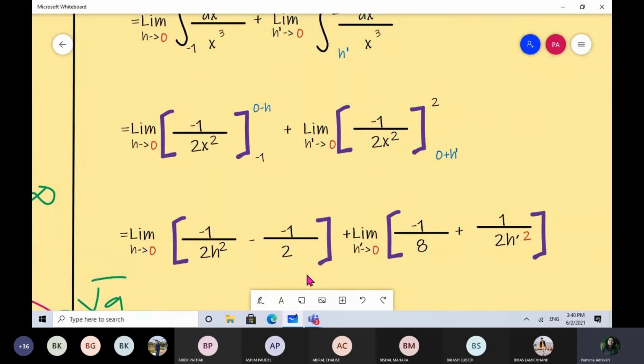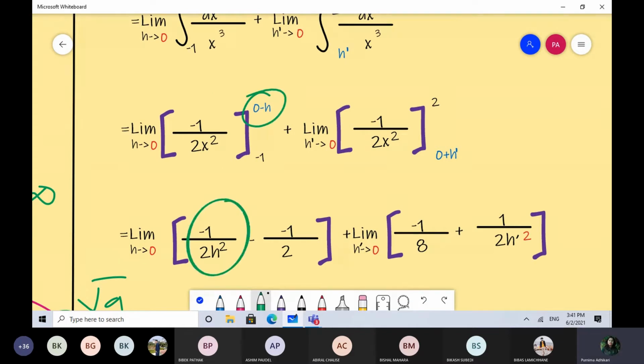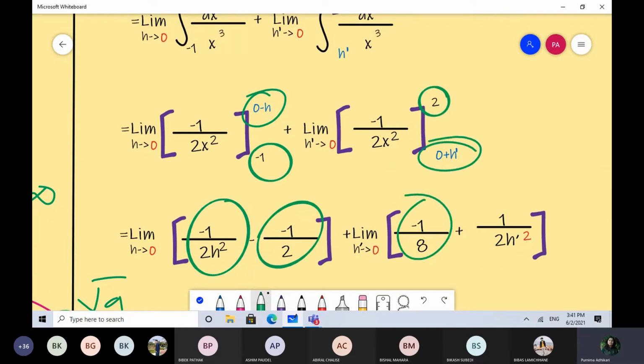It is an indeterminate form, because in one case there is plus infinity and in the other case there is minus infinity, and plus infinity minus infinity is an indeterminate form, so no constant answer. All right, so when you apply this upper limit you will get this expression. When you apply this lower limit you will get this expression. Your upper limit gives -1 by 8. This lower limit gives you 1 by 2 h dash square.